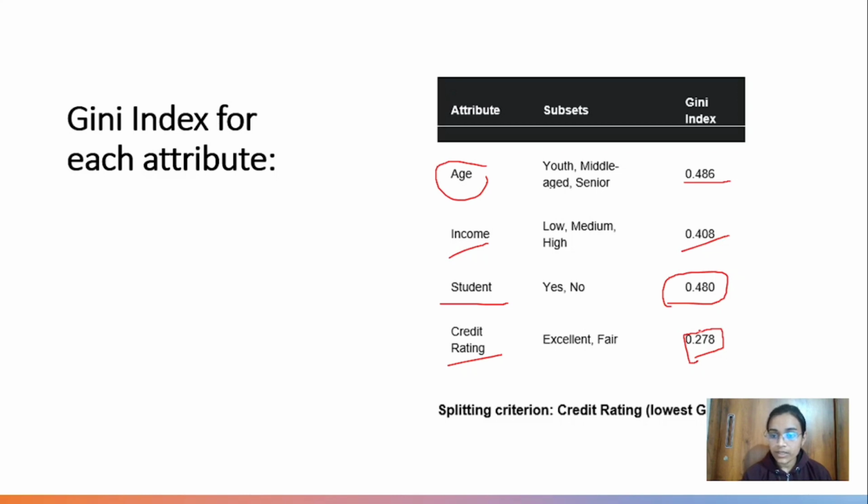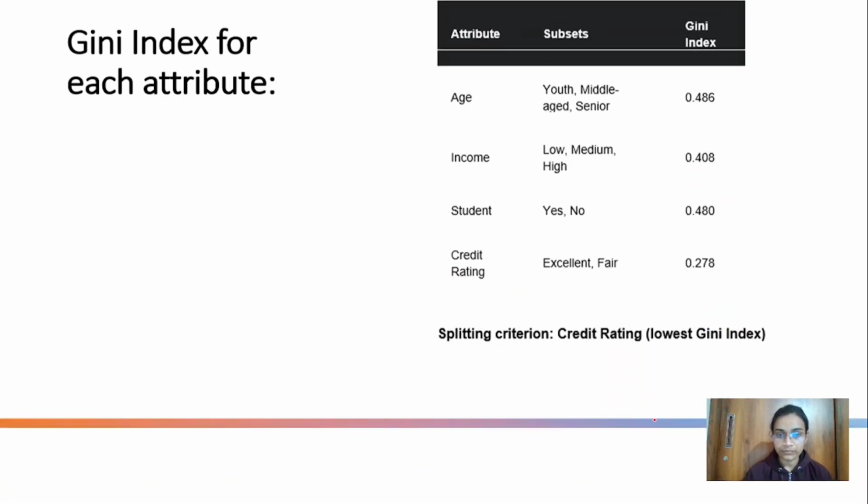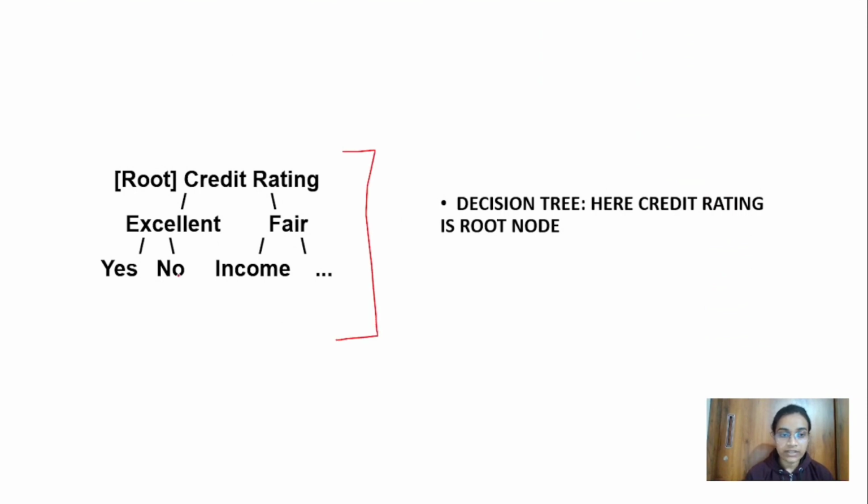In the information gain method, the attribute which has the highest information gain is selected as the splitting attribute, but here in the Gini index it is opposite. The attribute which has the minimum Gini index value will be selected for the splitting criteria. Here credit rating has the minimum Gini index value, that's why it is selected for our splitting criteria, or we can say the root node. Like this, we can generate the decision tree using the Gini index method as well.